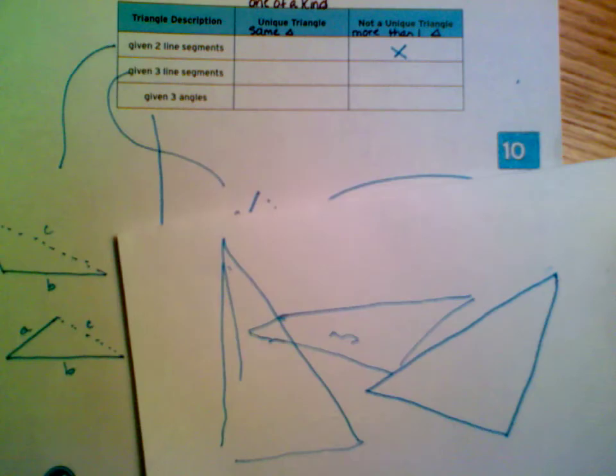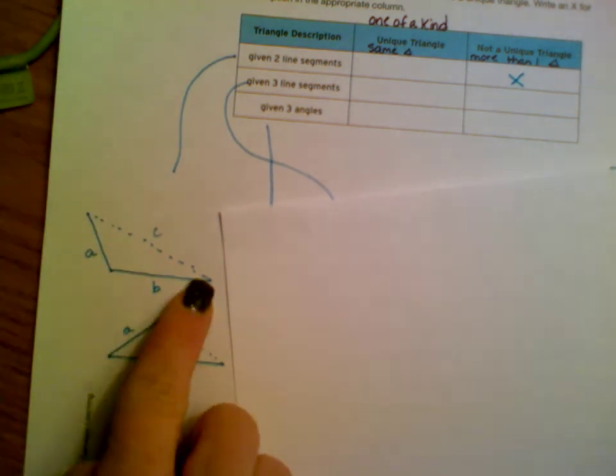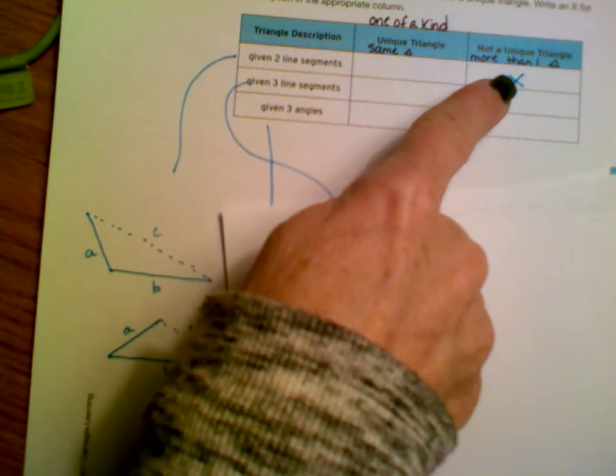Now let's say I take three line segments. Actually, I'm going to go back to that. I'm going to just sketch out a picture that references what we just talked about. In both cases, A is the same length and B is the same length. Here I opened up the angle more, and you could see C is quite a bit longer. Here I closed in the angle. C here and C here are not the same length. So we did not get a unique one-of-a-kind triangle. These triangles are different, so that's not unique.